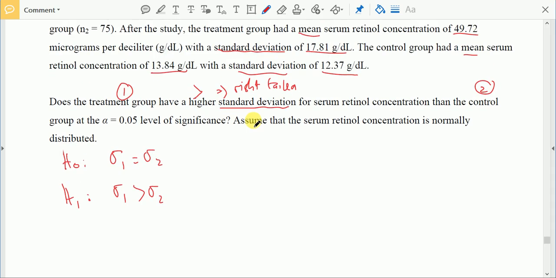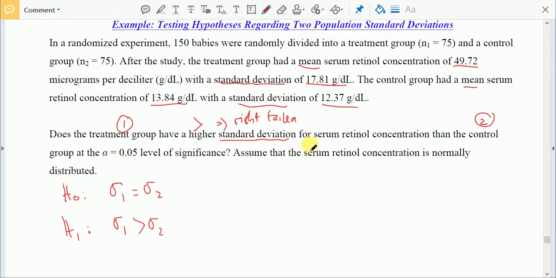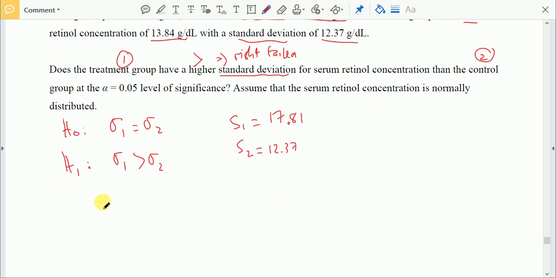In this case they already give you the sample standard deviation of the first group, which is 17.81, and the sample standard deviation of the second group, which is 12.37. This is given, so you are good now. The F statistic is S1 squared divided by S2 squared, or 17.81 squared divided by 12.37 squared, and you should get around 2.073.